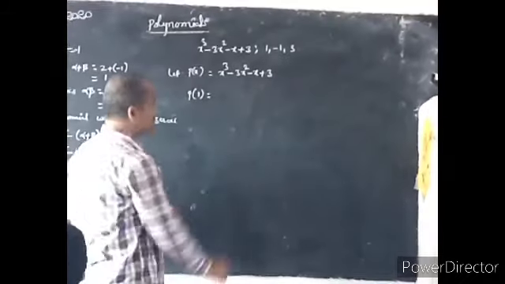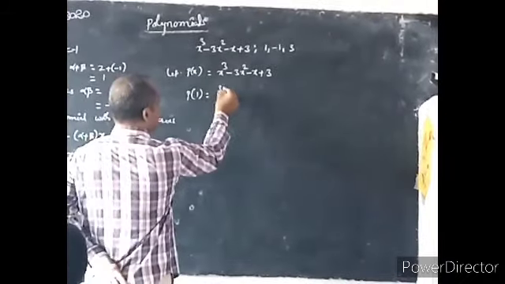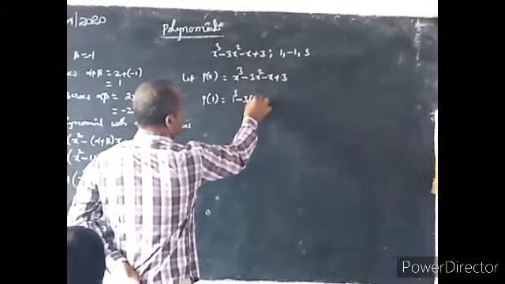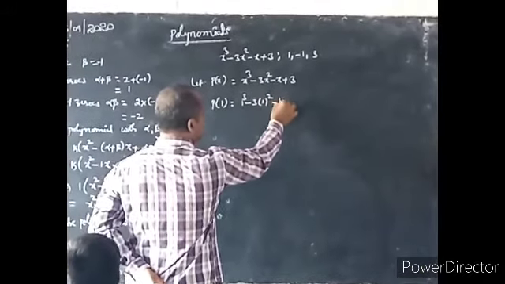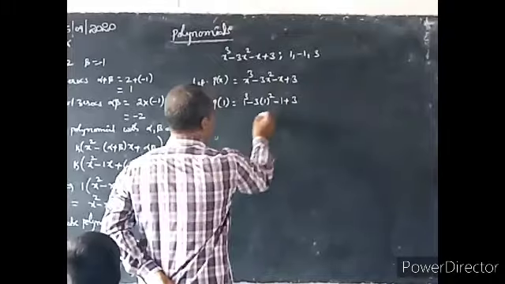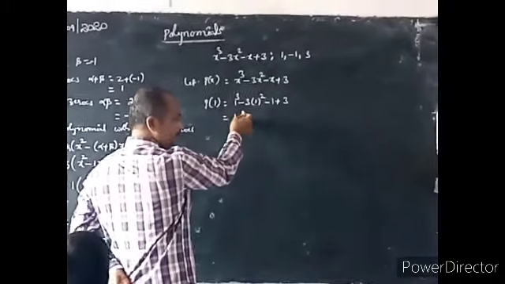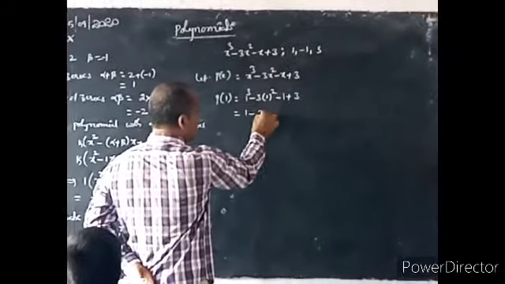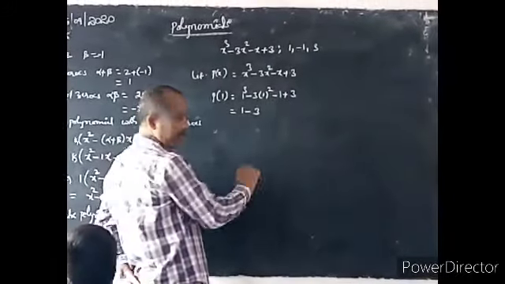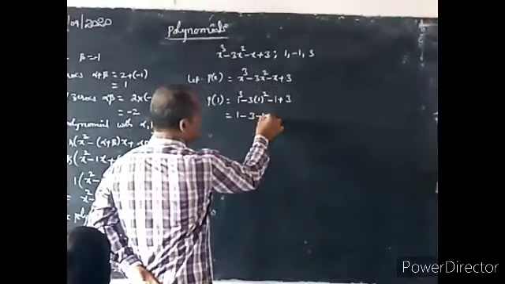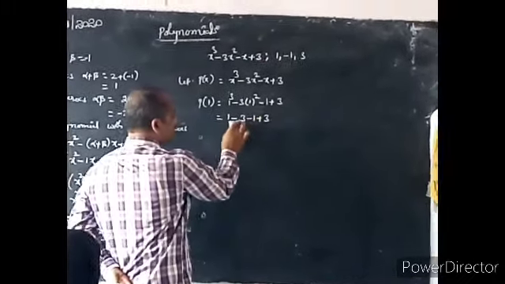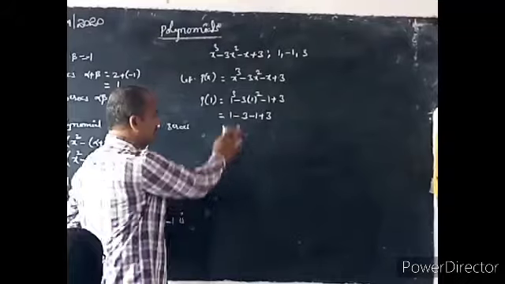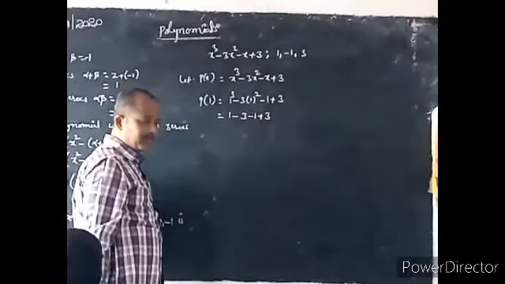P of 1: 1 cube minus 3 into 1 square minus 1 plus 3. 1 cube is 1 only. 1 square is also 1. That's why 3 into 1 is 3, minus 3. Already we have minus, so minus 1 plus 3. Minus 3 plus 3, that is 0. 1 minus 1 is 0.